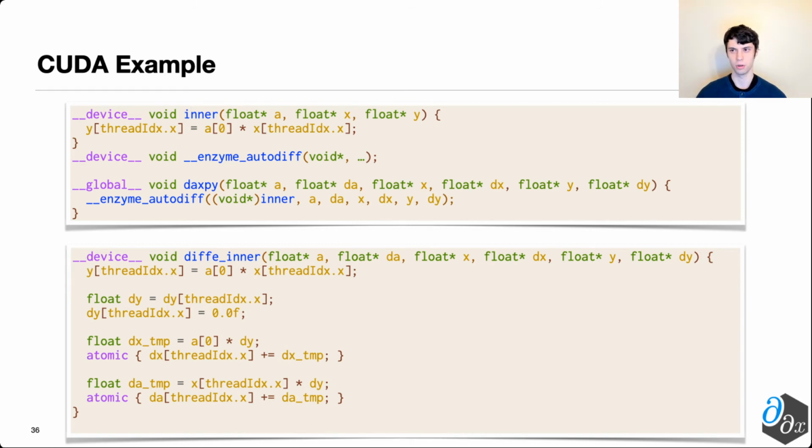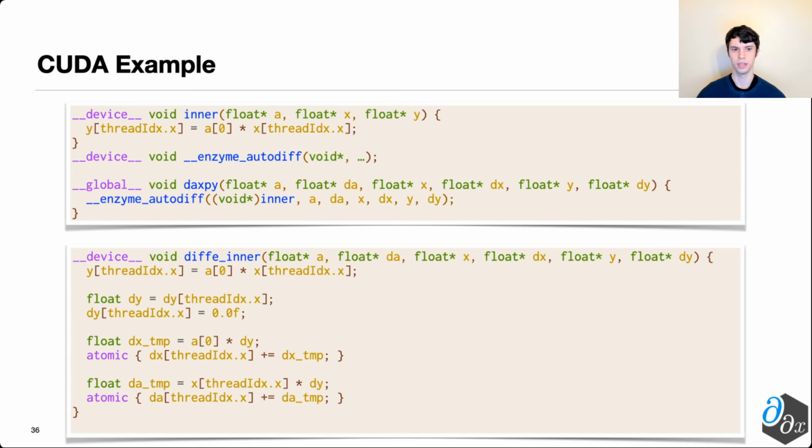Translating roughly what the corresponding LLVM would be produced into a more readable C code, we get something that looks like the following in diffe-inner. First, we have the corresponding call to the forward code, y again equals a times x, exactly the same as before. Then we need to go ahead and compute all of these adjoints.